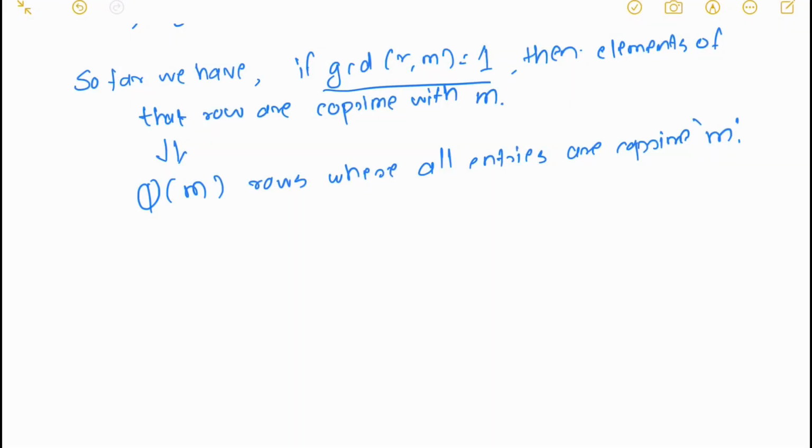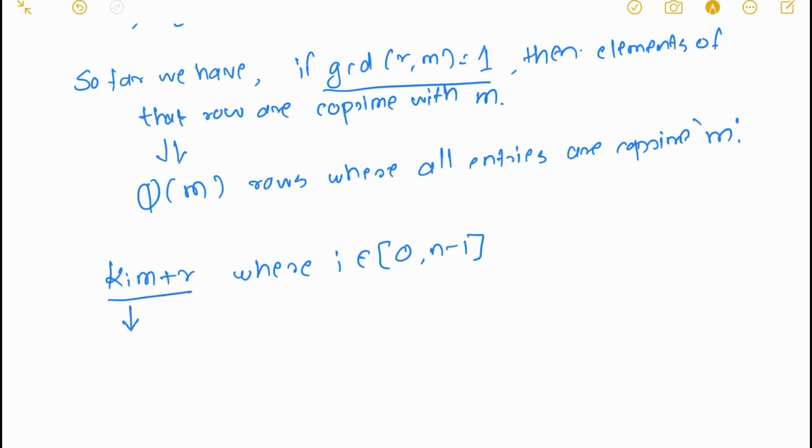Now let's get back to our generic row formula. So our generic row formula was k_i m plus r, where i ranges from 0 to n minus 1, since we have n elements in a row. Now let's try to think a bit. Can there be two entries in a row such that when we take them modulo n we get the same residue? Can there be such a case?